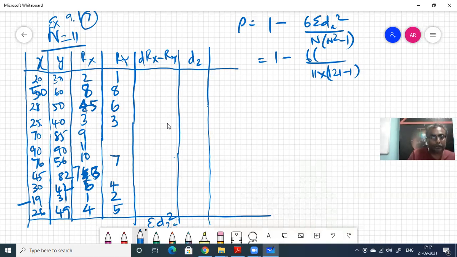Ninth rank, 82 is ninth rank. 85 is 10th rank. 90 is 11th rank. Okay, very good. Now you got everything. Now Rx minus Ry is easy.